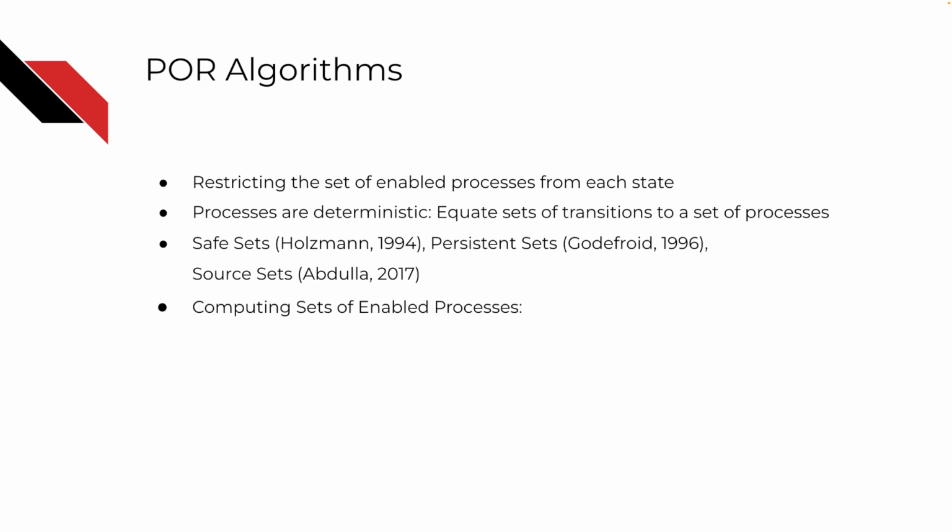So, how do we compute this set of enabled processes? In general, POR algorithms either compute these restricting sets statically before the exploration by some kind of conservative static analysis of the source code, or dynamically during the exploration of executions. Static computation is usually cheaper, but less precise than dynamic computation.